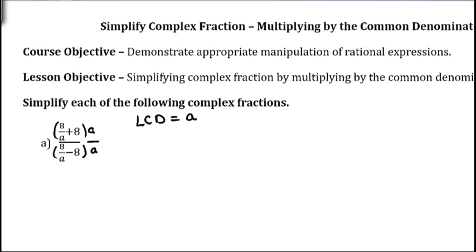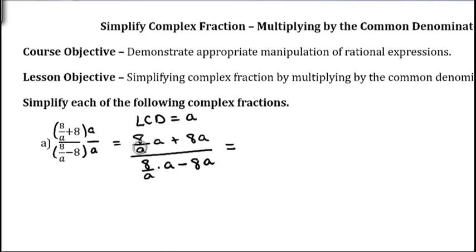So we're going to multiply every term in the numerator by a, and also every term in the denominator by a. Because when we multiply by a in both the numerator and denominator, a over a is 1, and so we're really just changing the way this fraction looks. We're not changing what the fraction is. So we'll have 8 over a times a plus 8a, and then 8 over a minus 8 times a. Oops, forgot to multiply this by a, and then minus 8 times a.